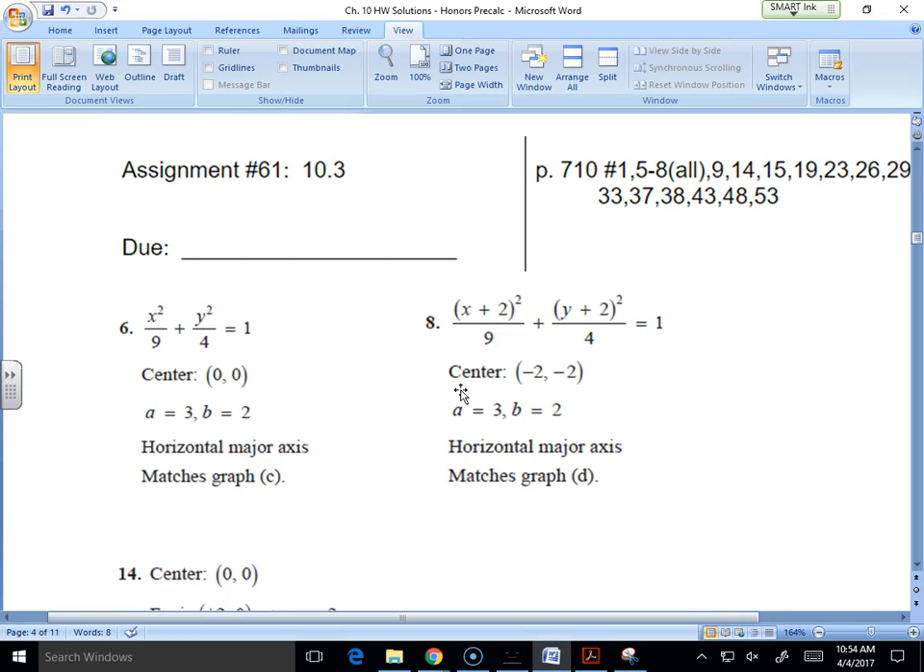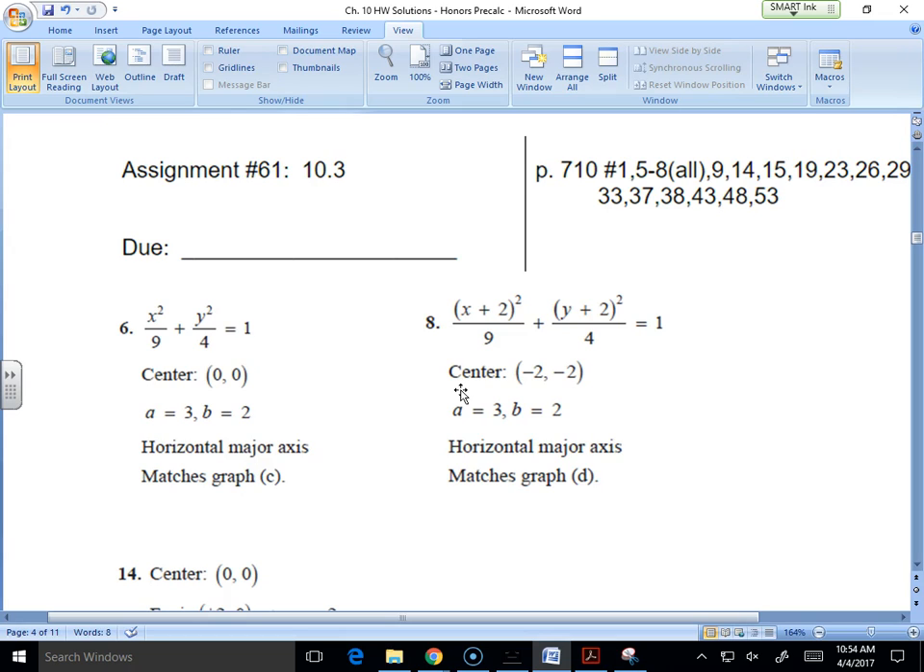How were you supposed to know that they went with the matches that they went with? Center. Yeah, all about the center, right? Because they had the same A, they had the same B. They were both squished. Which way were they squished? If you didn't write it down, or if you did, you can look at it. Were they longer? Was the major horizontal or vertical?